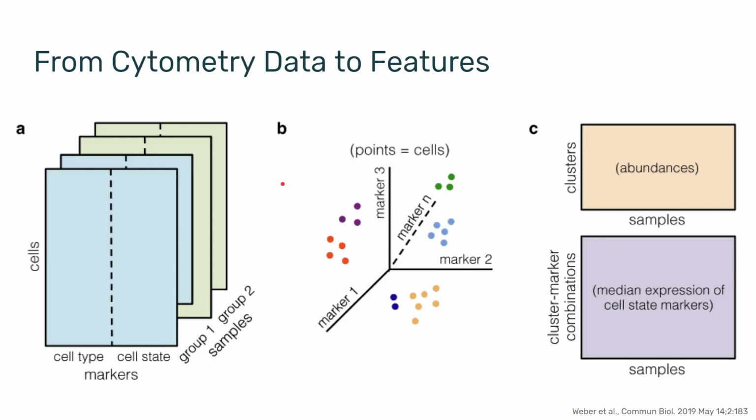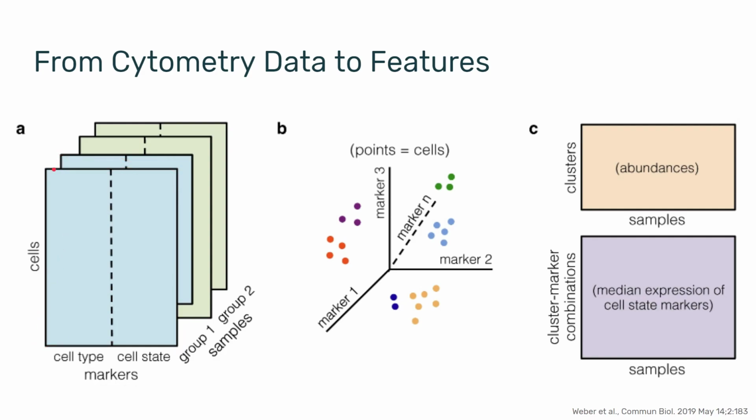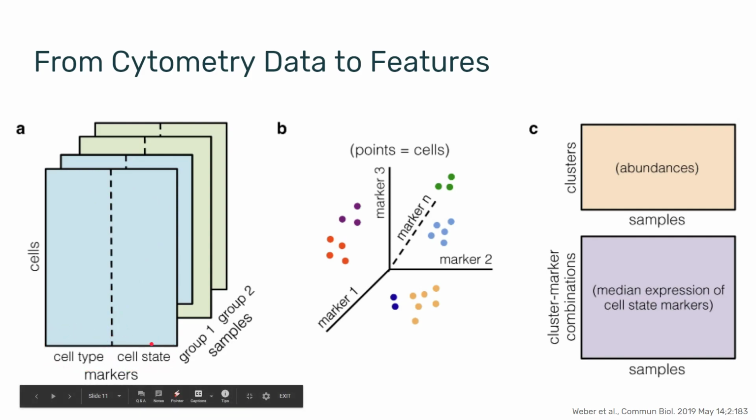So to summarize, here is what flow and mass cytometry allow us to do. We have different samples, in this figure denoted as rectangles. For each rectangle, we have a big table where every row is one cell and every column is the different markers that we measure. Some of these markers are going to help us to identify the cell type, and some are going to pertain to the cell state.